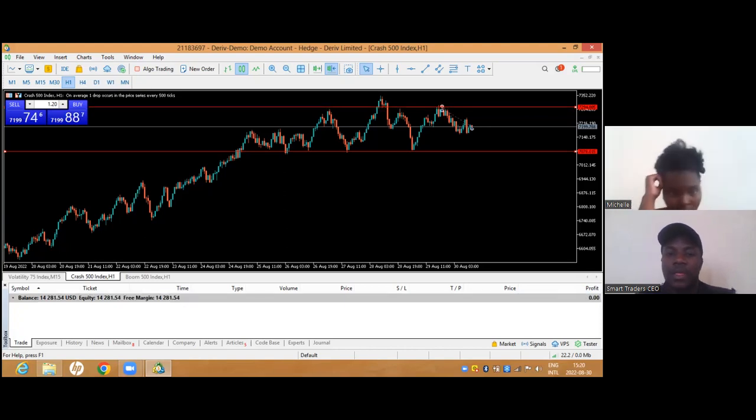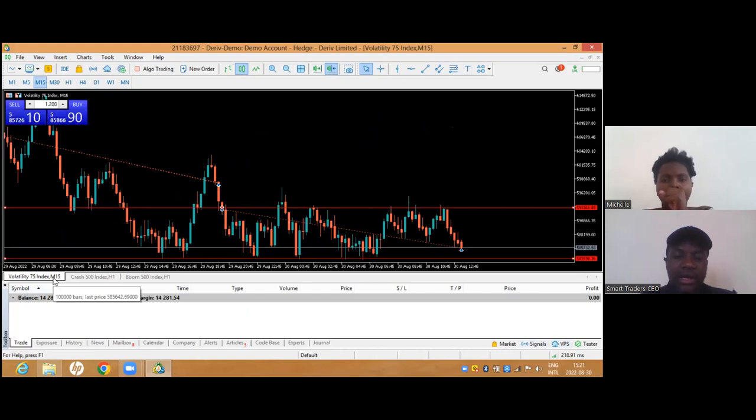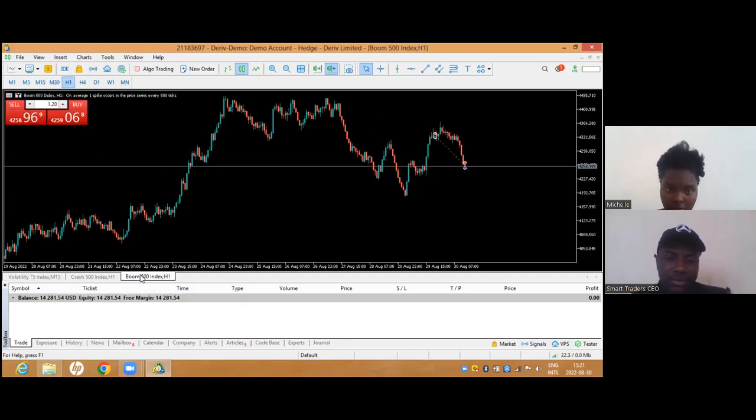So we have our support and our resistance on Crash 500. We are saying if ever our resistance is broken, you're going to buy. If your support is broken, you're going to sell. Same on Volatility 75, we have our support and our resistance as well. If our support is broken, we're going to sell. If our resistance is broken, we're going to buy, right? Go to Boom 500 and draw support and resistance as well.